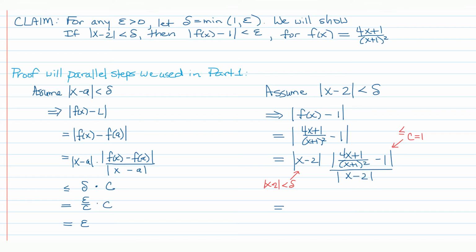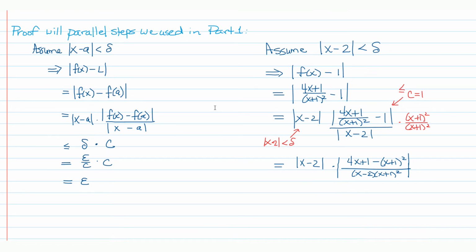So I'm going to simplify this complex rational expression here. I'm going to multiply by x plus 1 squared over x plus 1 squared. So that's going to give me absolute value of x minus 2 times, in the numerator, 4x plus 1 minus x plus 1 squared, absolute value, over, in the denominator, the absolute value of x minus 2 times x plus 1 squared. Although really you can make this whole thing inside the absolute value there.